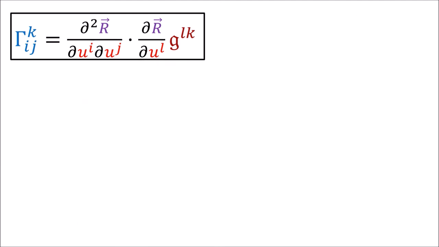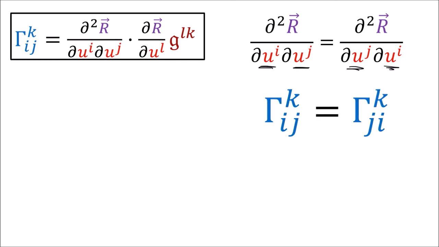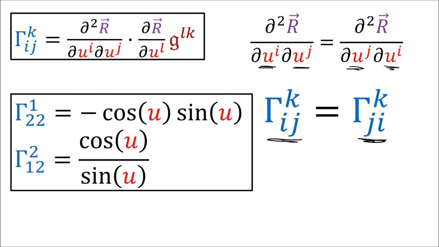And I would just like to point out that in the equation for the Christoffel symbols, we have a second order derivative of the position vector r. And as you know, the order of differentiation for second derivatives doesn't matter. So the derivative with respect to ui and uj is the same as the derivative with respect to uj and ui. And because the order of differentiation doesn't matter, that means that the Christoffel symbol kij is equal to the Christoffel symbol kji. And so looking at the Christoffel symbols we've calculated so far, we now know that the Christoffel symbol 2, 1, 2 is equal to the Christoffel symbol 2, 2, 1.